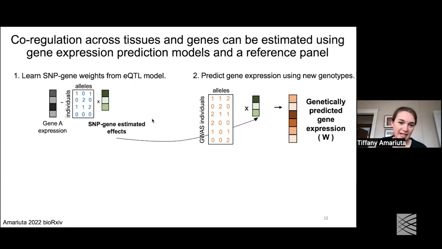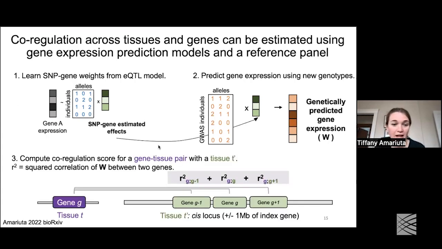The first step is the same first step as TWAS. We are estimating the SNP gene effects in a multivariate regression. And now we are predicting gene expression into a reference panel. Here we're using 1,000 genomes.